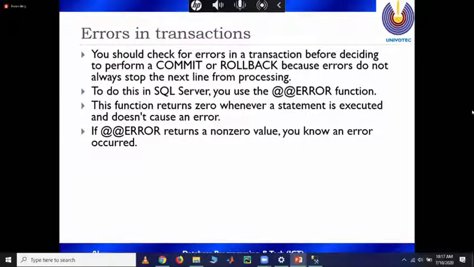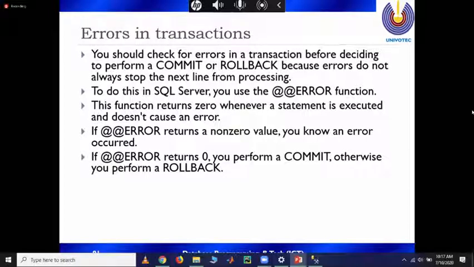Then, let's say if the @@ERROR function returns the 0 value, you can commit the particular transaction. If it returns a non-zero value, roll back your transaction. This is the simple way. If the error returns 0, you perform commit. Otherwise, you perform rollback, committing that transaction or rolling it back.